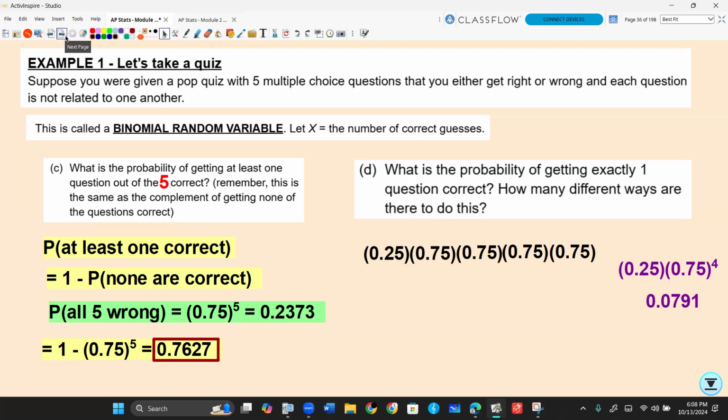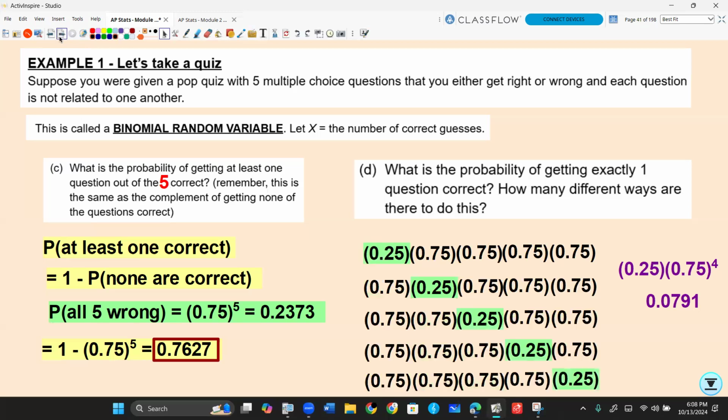But you think there should probably be a higher percentage of getting exactly one question correct because you're going to have 5 questions. Getting exactly one correct out of many, many trials should be a higher probability. Well, if you think about it, there are more ways to do this probability. You can have the first one correct, you can have the second one correct, third, and so on. So really, there are how many ways to do this? 5. So the first correct, second correct, third, and so on. There are 5 different ways to do this.